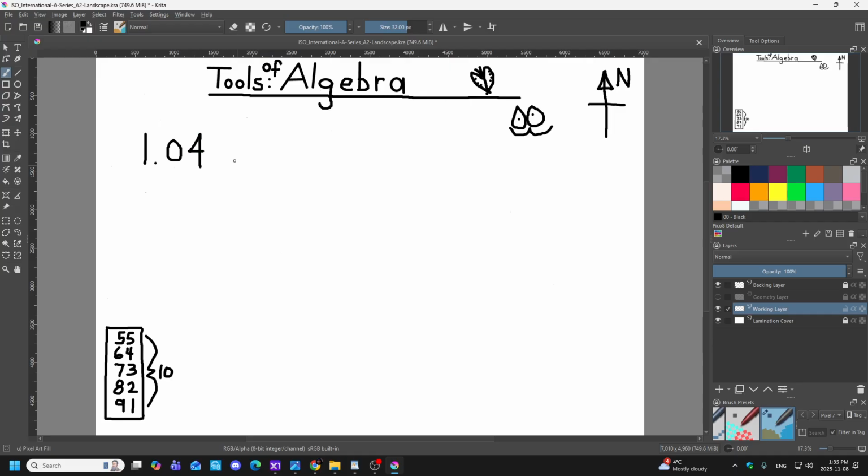$1.04 times 4.3. Okay. So recall when we were adding and subtracting decimal numbers, we always lined up our decimal, correct? Well, when you're multiplying, you don't need to. Let's set up our problem. 1.04, 4.3.